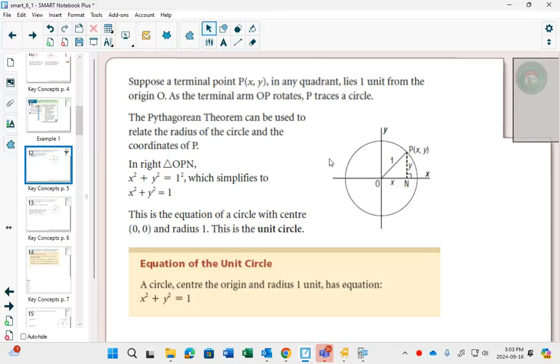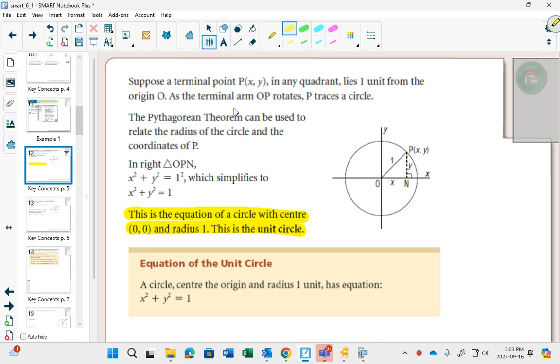A very important circle for mathematics. We can highlight its definition. This is the unit circle: a circle whose center is at 0, 0 and has a radius of 1. And that's why it's called a unit circle, because its radius is 1 unit.